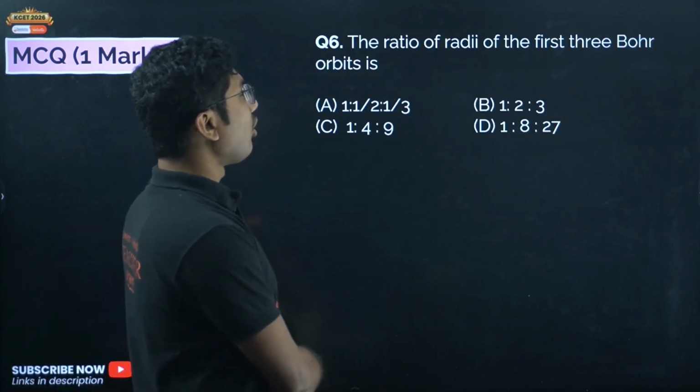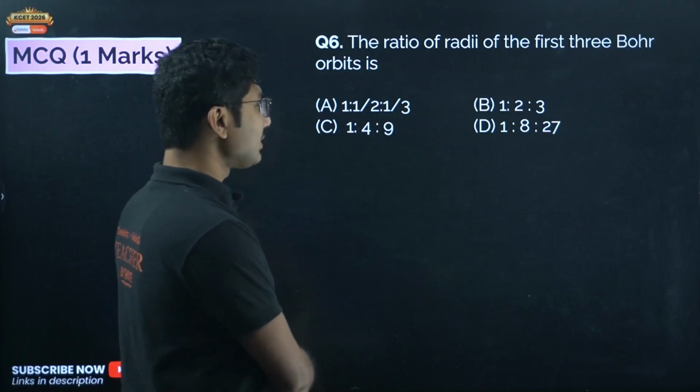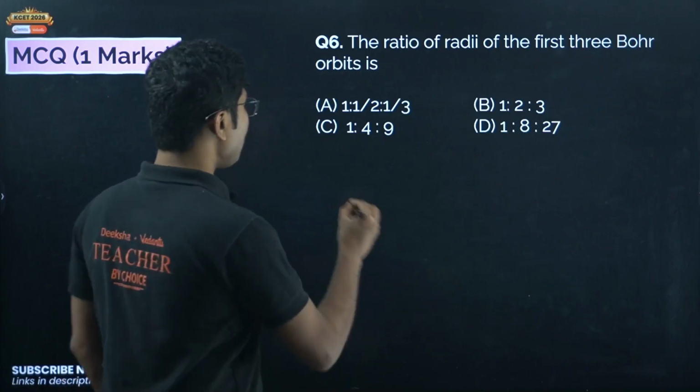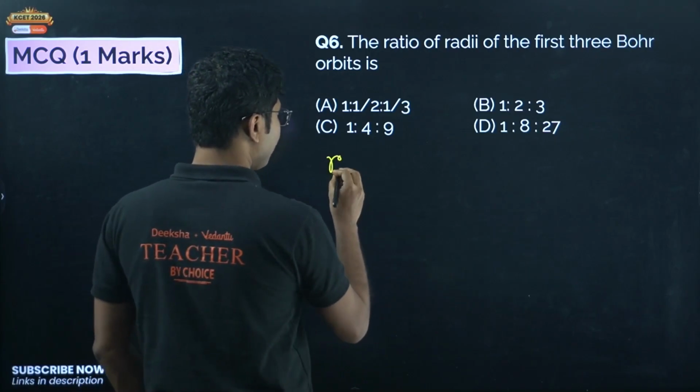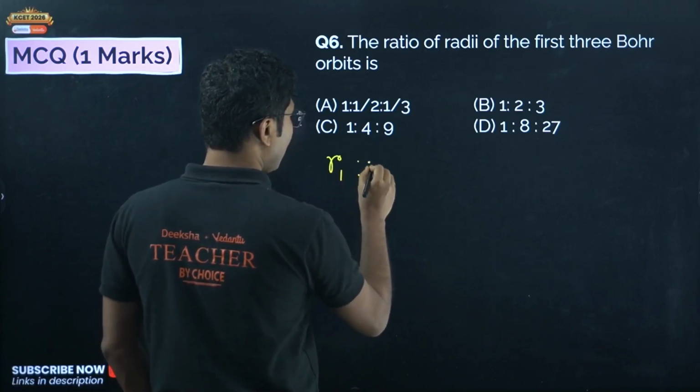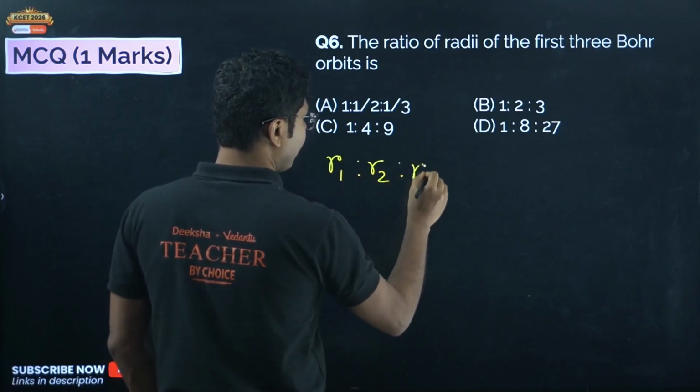The ratio of radii of first 3 Bohr orbits. So ratio of radii of first 3 Bohr orbits, R1 is to R2 is to R3.